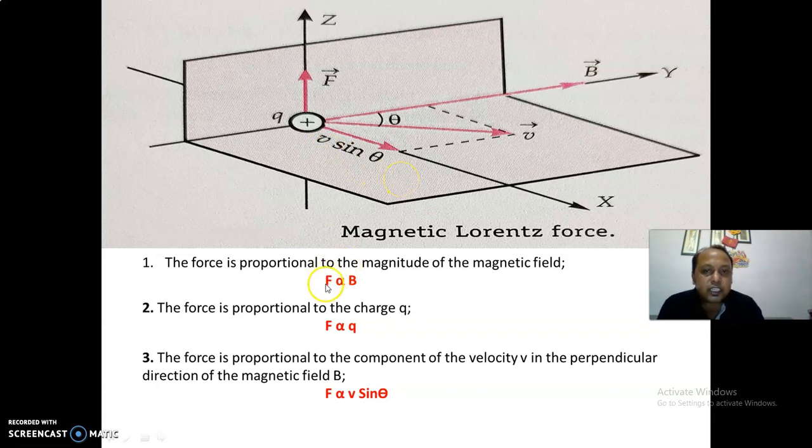All these values, that is the force which is directly proportional to the magnetic field B, it is directly proportional to the charge, and it is directly proportional to the component of velocity perpendicular to the magnetic field, v sine theta. All these are calculated experimentally by Lorentz. So that's why the force which we are considering here is also known as magnetic Lorentz force.